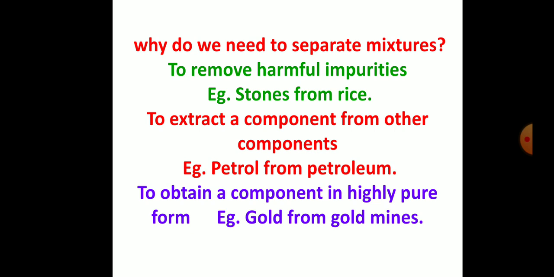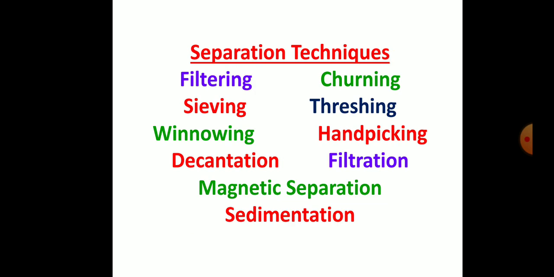To remove harmful impurities, for example, stones from rice. To extract a component from other components, for example, petrol from petroleum. To obtain a component in highly pure form, for example, gold from gold mines.